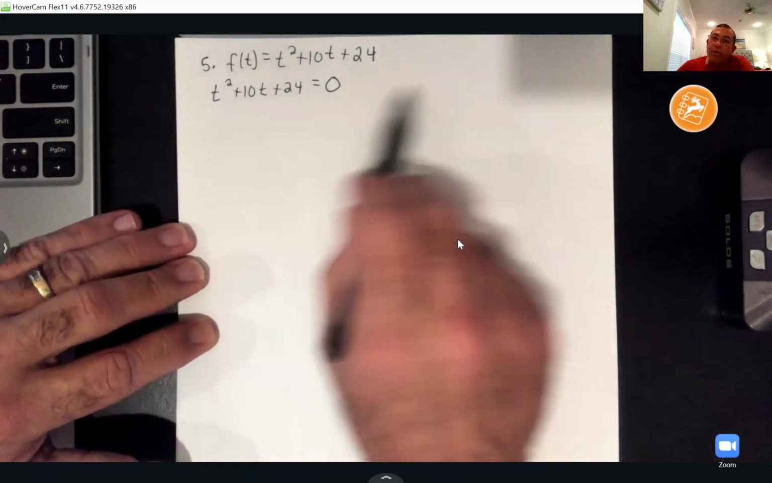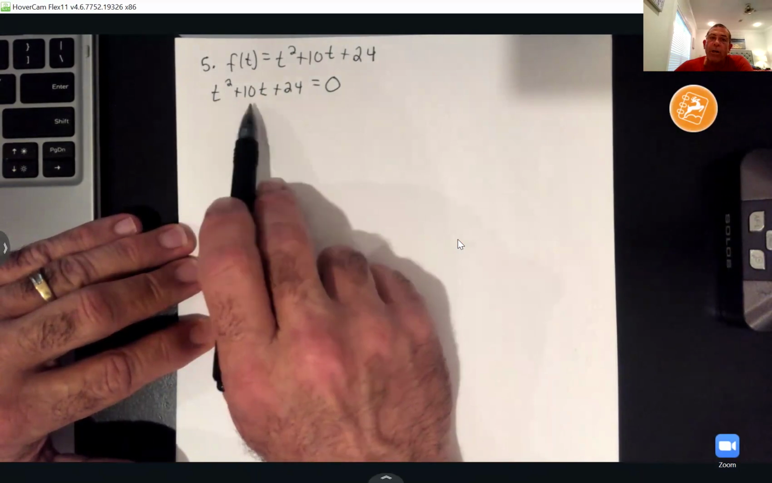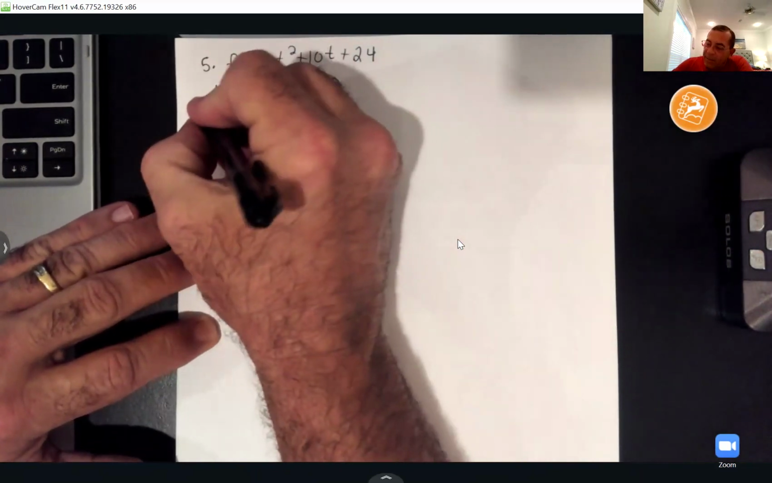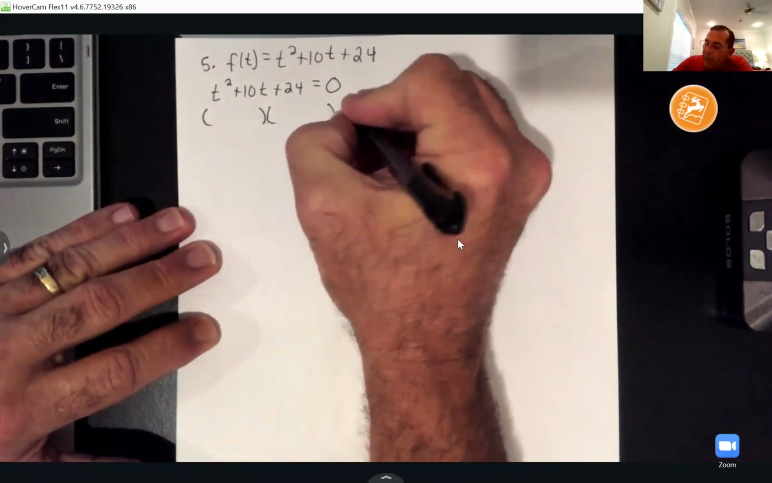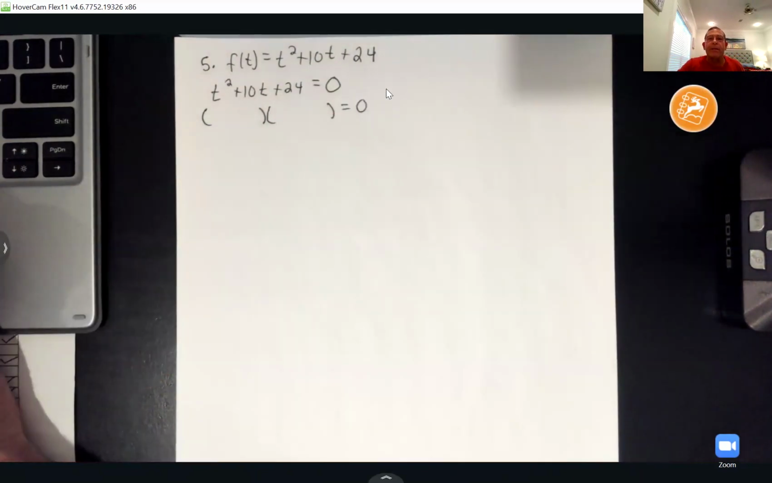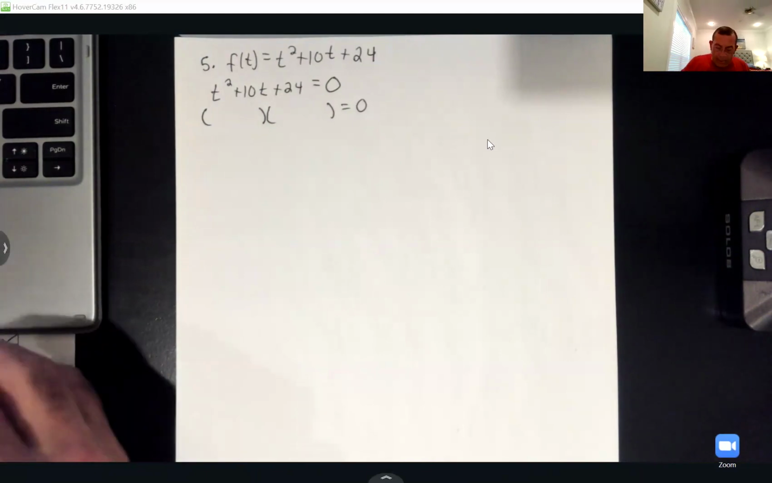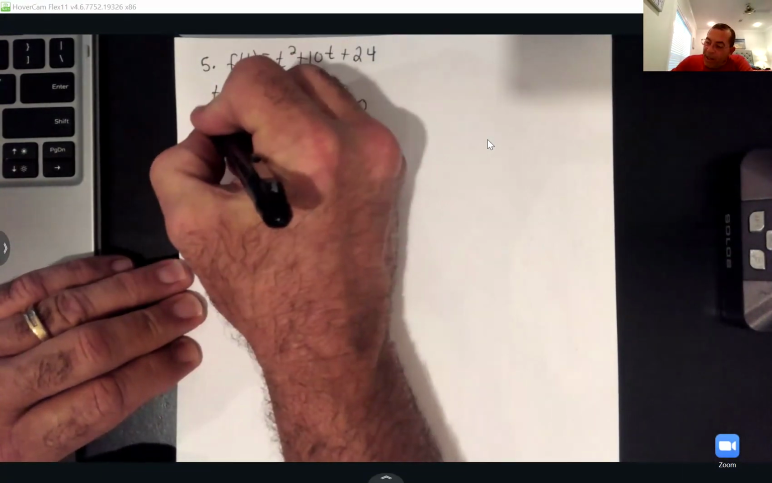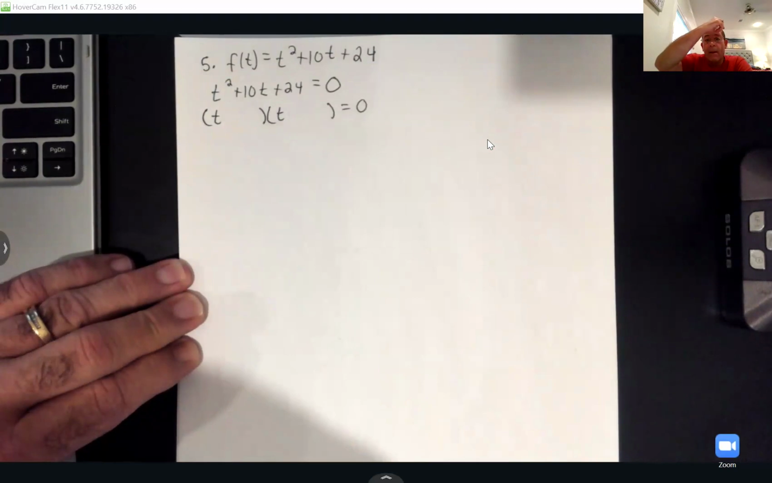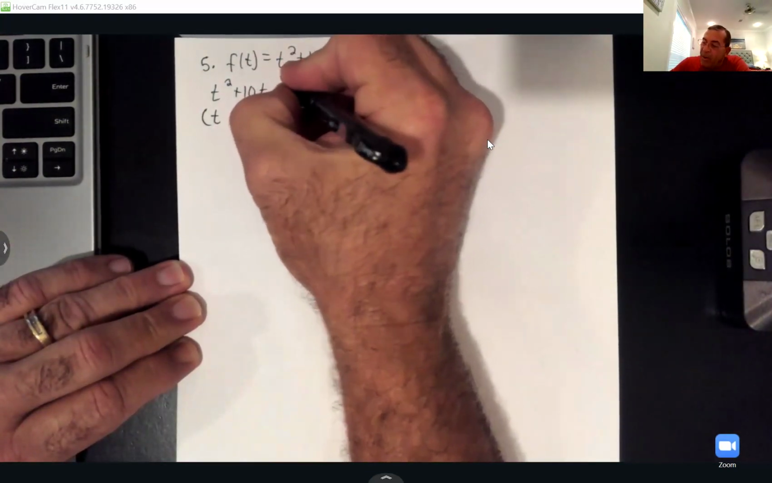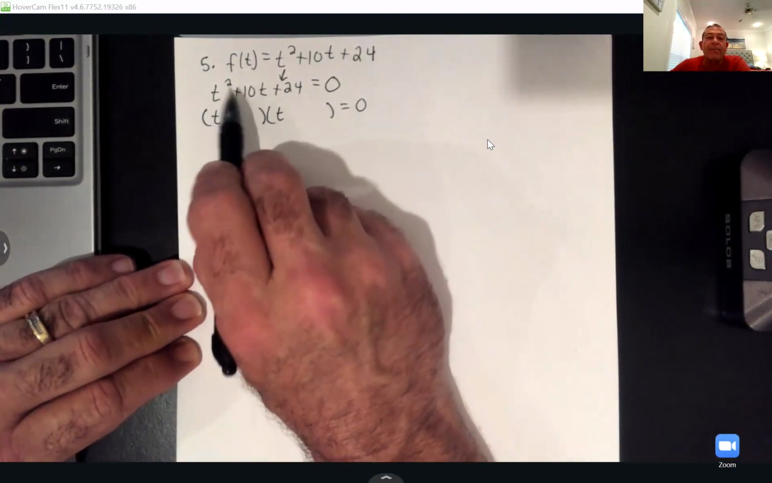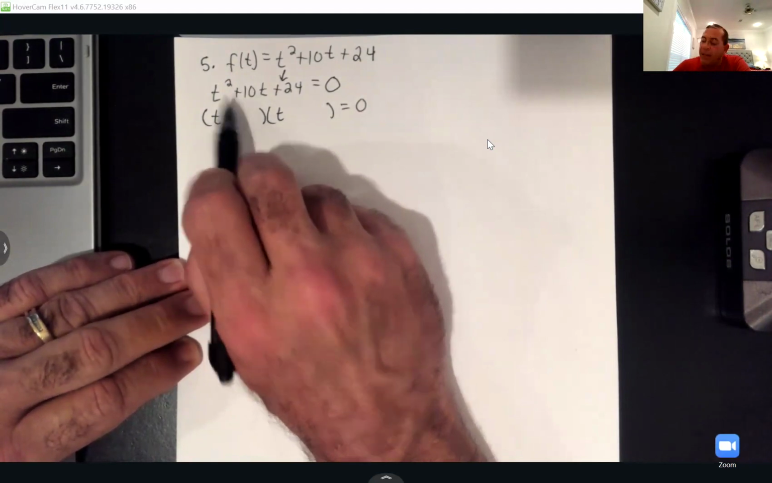Now, if you want to, you can use the quadratic formula on this. A would be 1, B would be 10, C would be 24. But y'all, this is pretty quick to factor. So it's two sets of parentheses. For the t squared, you're going to have a t in front of both parentheses. And since this last number is positive, both of these factors will have the same sign as this middle number. So basically, they're both going to be positive.